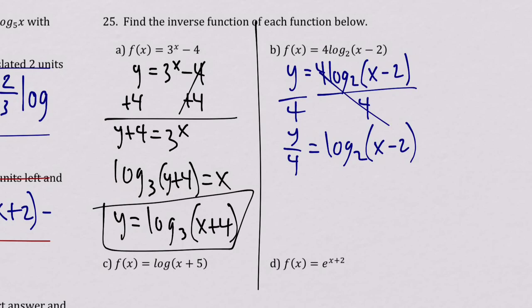Next, what I'm going to do is change this to exponential form, just like we've been doing. So here's the base, this is the exponent, and this is what you get, the result, right? So to make this in exponential form, it's going to look like this. 2 to the y over 4 equals x minus 2. See that? I'll repeat that. Here's the base, here's the exponent, here's the input, the result. 2 to the power of y over 4 equals x minus 2. And the last thing to do is to add 2.